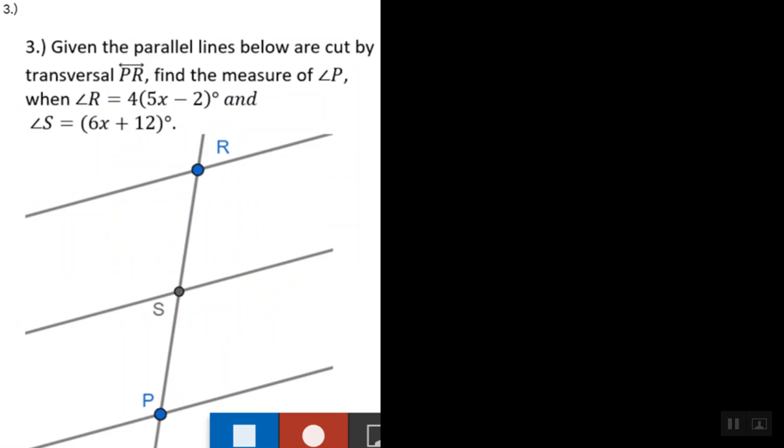Okay, here we have problem 3. Now this one says given the parallel lines below are cut by transversal PR. So we can say this is L, maybe this is M, and this is N. Let's be a little bit more clear. We're going to say L is parallel to M is parallel to N, and it's being cut by this transversal PR. So here is P all the way to R. It's cutting all the way through.